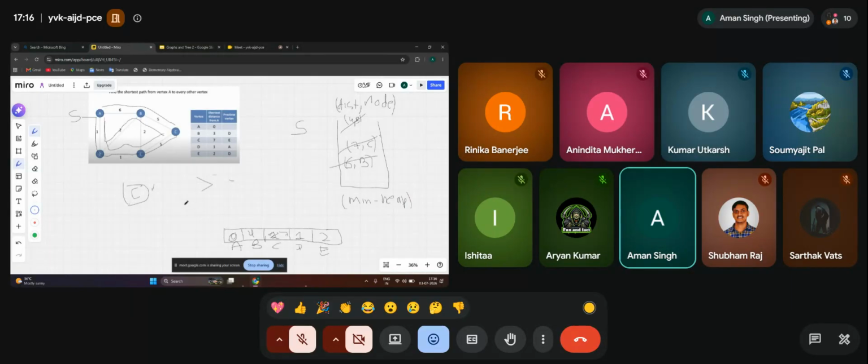So here, going to any adjacent node doesn't make sense as well, because we will not get any shorter path. So this is how things happen in Dijkstra's algorithm.